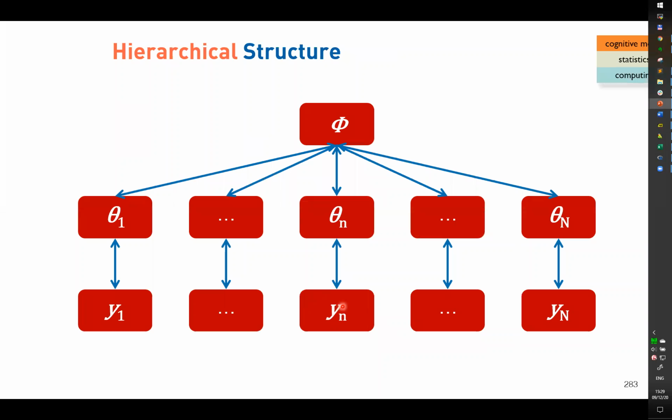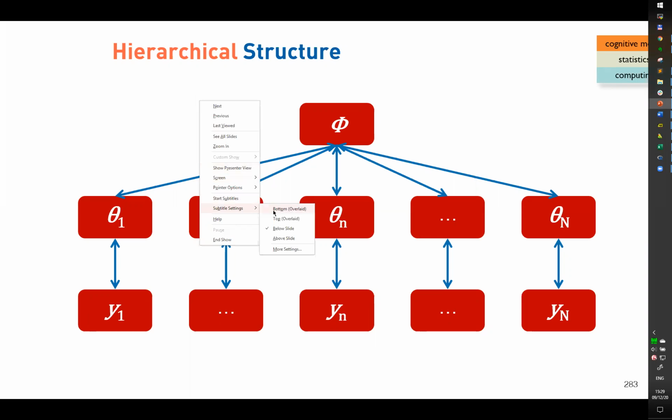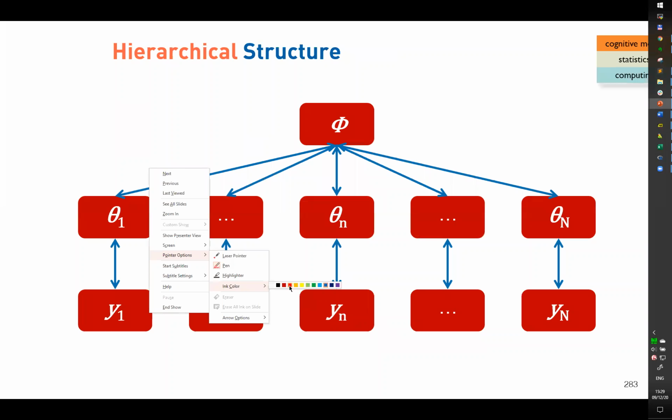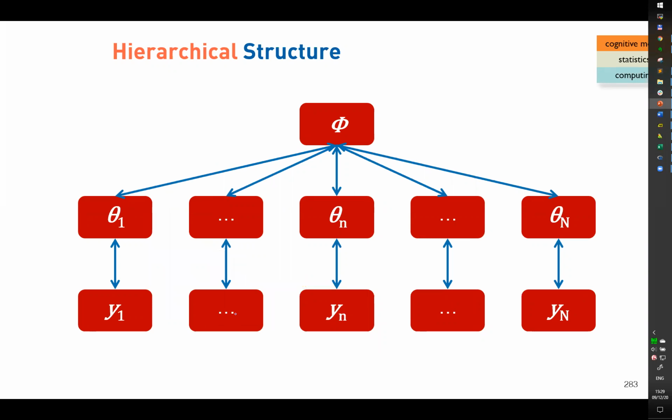And another way to illustrate the hierarchical structure is like this, because we are talking about parameter fitting, right? We have to assume some parameters. So the rough idea is like this. Let me get a pen. Yeah, good. So let's say this line, they are the individual parameters. This line, they are the individual data, okay?